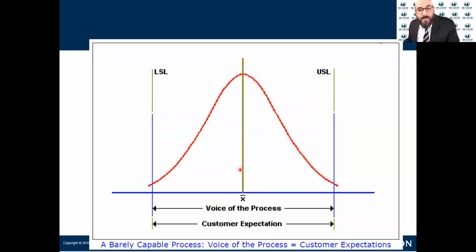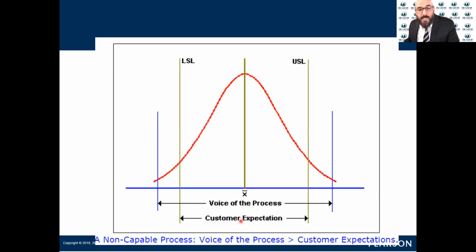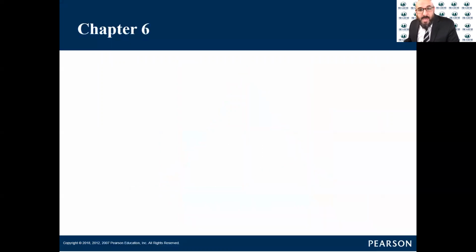Same thing here, you will see that the voice of the process equals exactly the customer expectation, which will result in meeting the customer expectation. However, we have to be really careful. We don't want to see any shift in the data. In here, the voice of the process is higher than the customer expectation, and therefore there will be many complaints from the customers, who will not be happy about that process. So therefore, it's not meeting the customer needs.